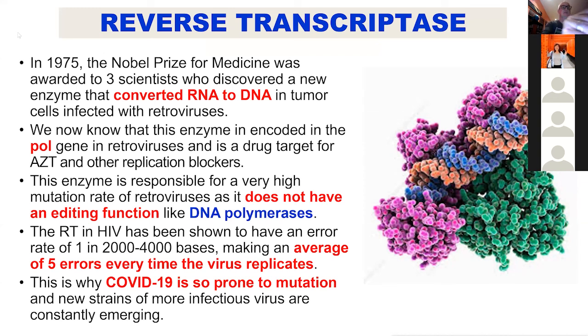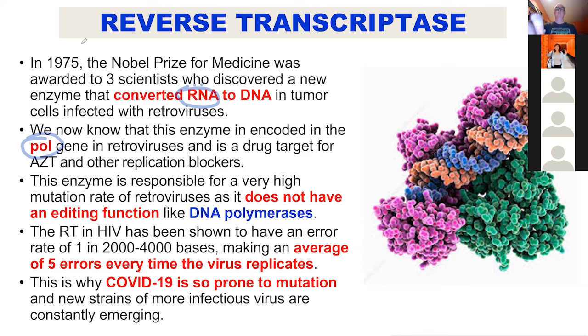So here is what reverse transcriptase looks like. It was in 1975 that we finally found an enzyme that converted RNA in retroviruses to DNA. It was found in cells that were infected with retroviruses and caused tumors. We now know that some cancers are caused by retroviruses. We know it's encoded in the pol gene. And now, what's unique about reverse transcriptase?